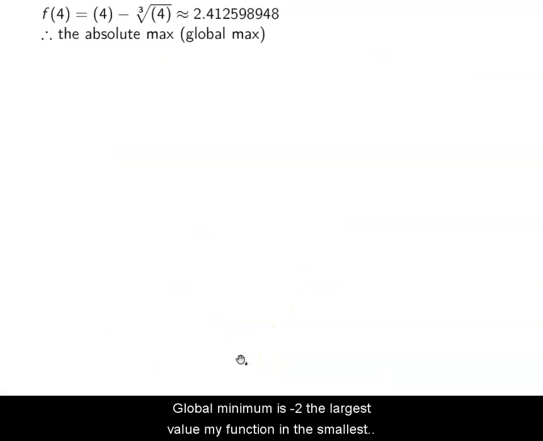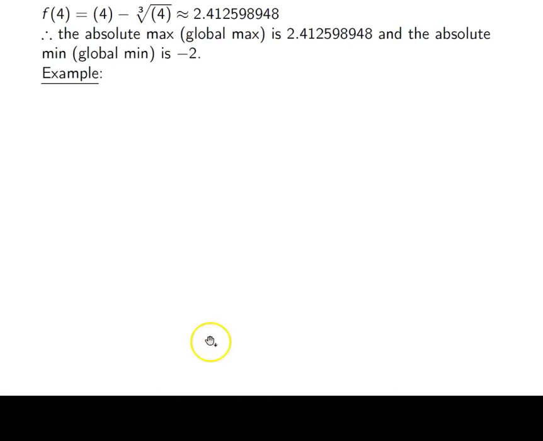Right, so the largest value my function has and the smallest value my function has. Right, let's do one more example.